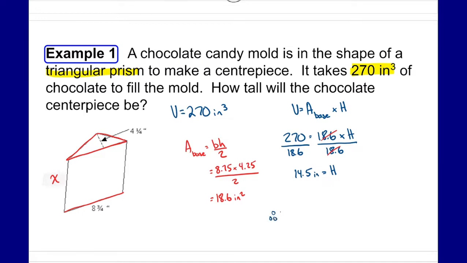So therefore, the height is 14.5 inches tall. Good. So again, a little bit different of a volume question, but hopefully you're still able to go through and kind of figure it out, or at least you see how we figured it out.